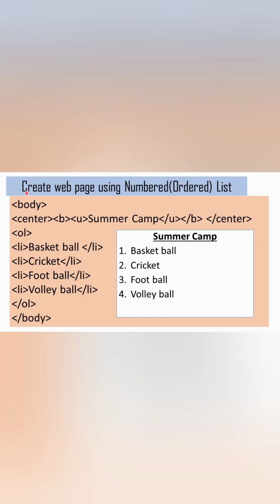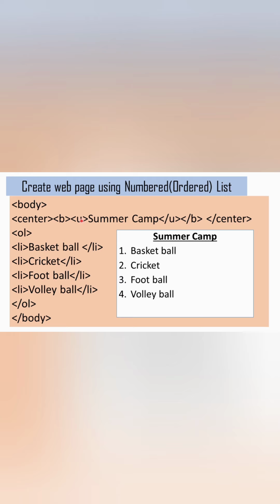You have to open with the HTML, then open the header, then open the title, give a name, the title name for your web page, then close the title, then close the header. Then you have to open the body. In the body, I need an output like this. So in the center of the page, summer camp is there. So your text is summer camp and it should be in center, bold and underlined, and close the tags whatever you opened at the beginning.